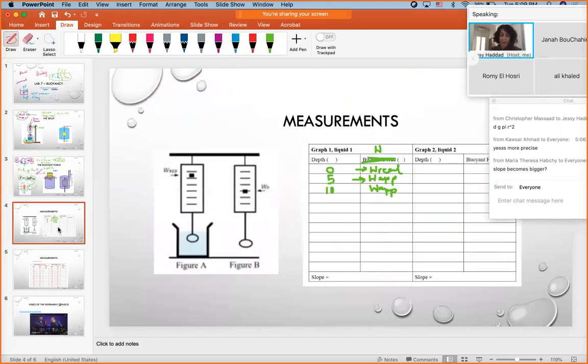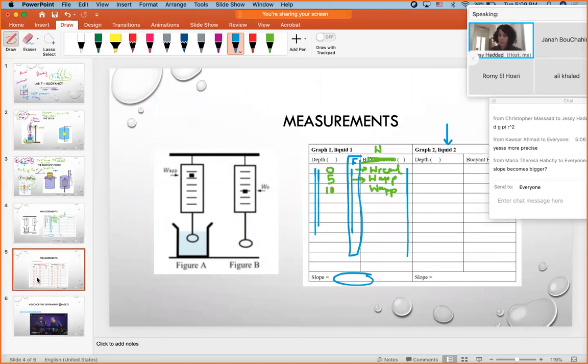Anyway, so now wrap up. You change the depth. You find the apparent weight. You create an extra column to write the Archimedes upthrust, because it's not going to be given to you. And then you will plot F versus depth. You can call it h, H. And you find the slope and the error on the slope. Repeat for liquid 2. These are the measurements given to you.